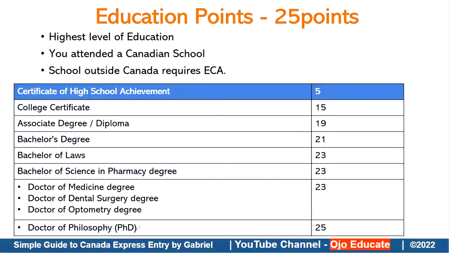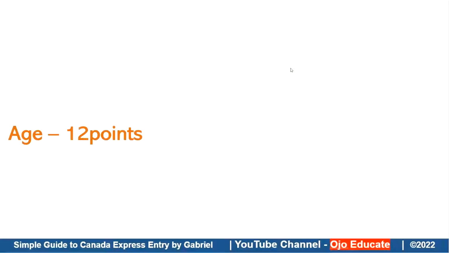And a PhD is 25 points. So for you to claim the 25 points for education, you need to be a PhD holder. So that's for education. And the next one is age.